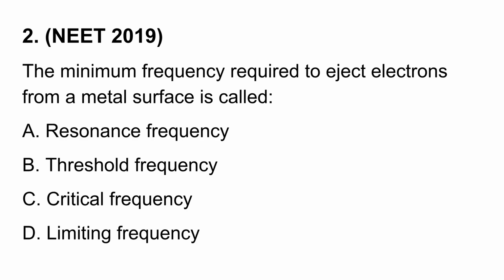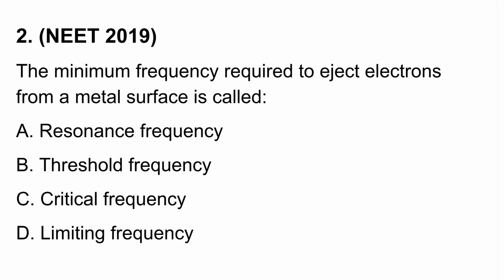Question 2 from NEET 2019. The minimum frequency required to eject electrons from a metal surface is called A. Resonance frequency, B. Threshold frequency, C. Critical frequency, or D. Limiting frequency.